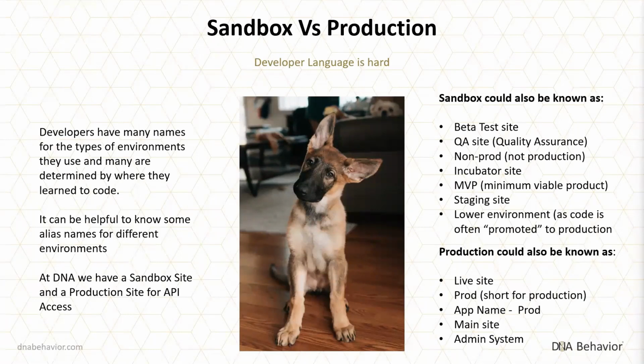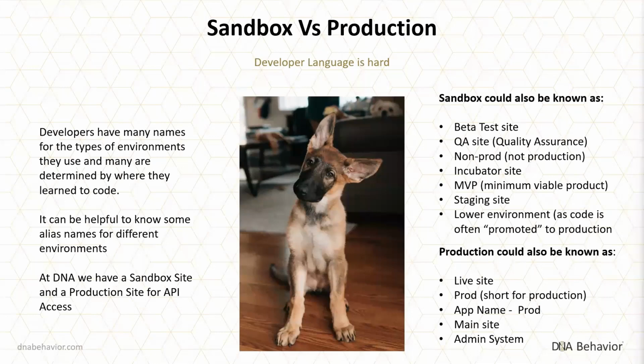We call it a lower environment because typically code is moved up to production. The production and sandbox environments are completely separate from one another. So data in one environment may or may not exist in the other environment. They're not hooked to each other and they don't do any sort of synchronization. So you have test data in your sandbox environment and live data in your production environment. That production environment could also be known as your live site or production or prod or whatever the app name is, or your main site or your admin system or your main system.